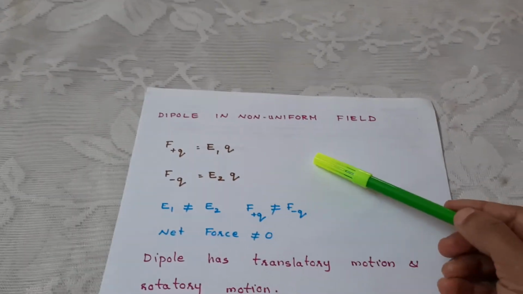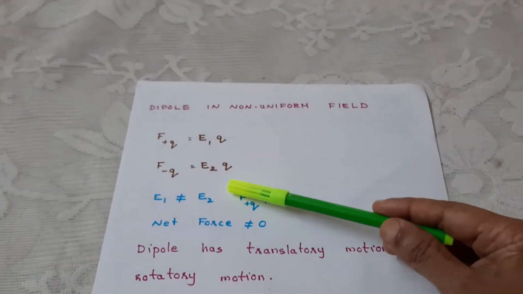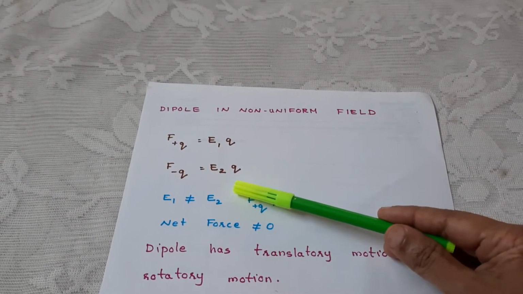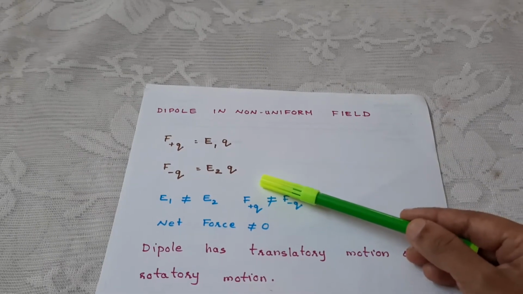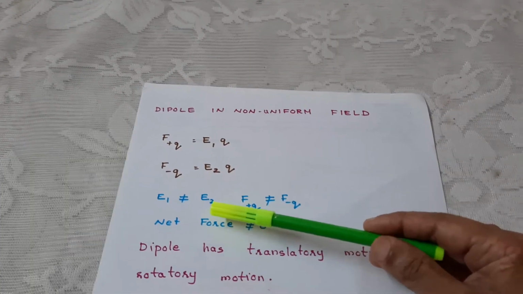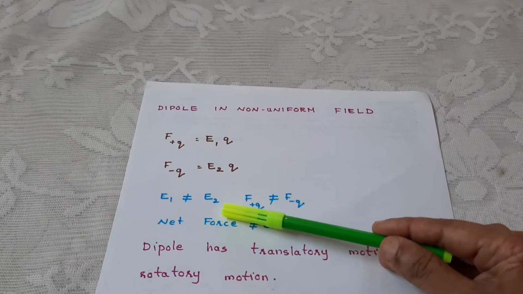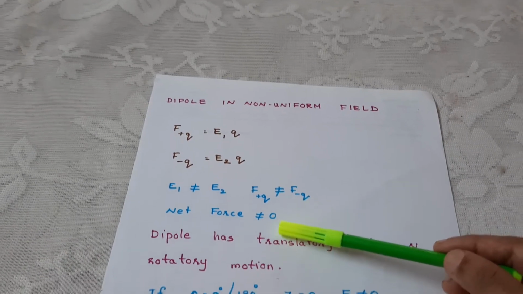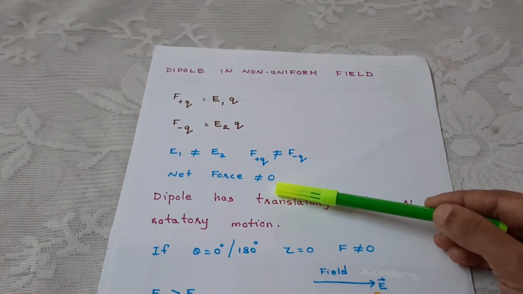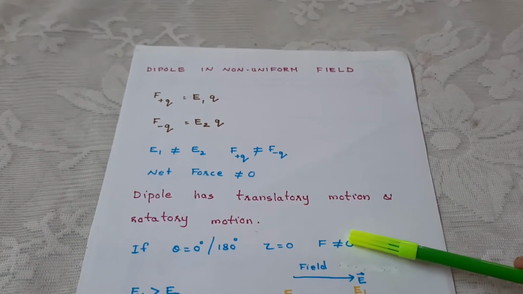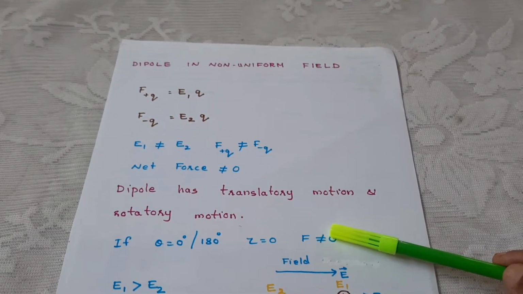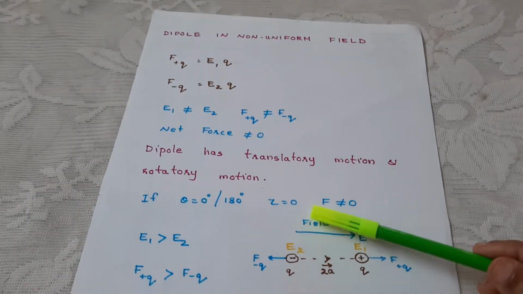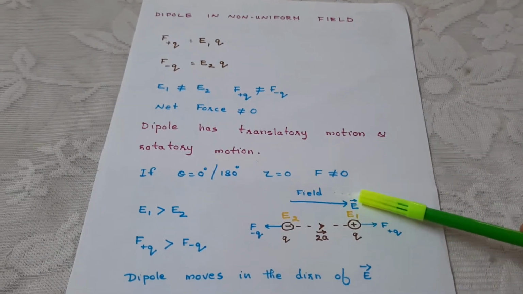If the dipole is kept in a non-uniform field, force acting on the positive charge is E1 Q and force acting on the negative charge is E2 Q. Since the field is non-uniform, E1 is not equal to E2. So the forces are not equal in magnitude. So the net force is not 0. So the dipole has translatory motion and rotatory motion. If theta is equal to 0 or 180 degree, torque is 0 but force is not equal to 0.